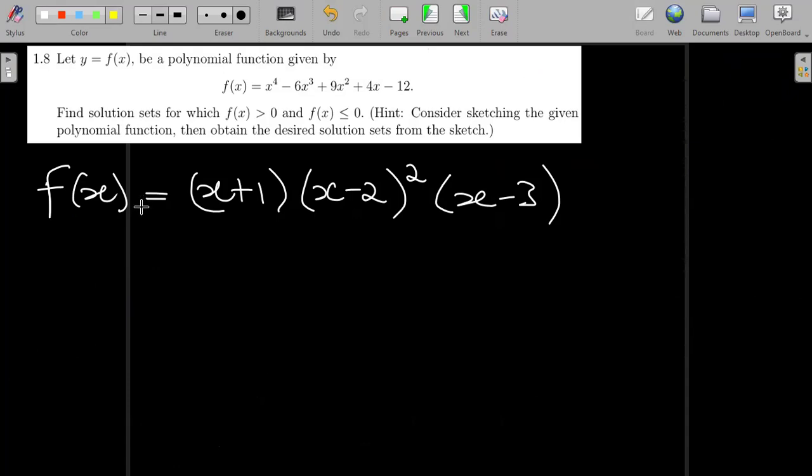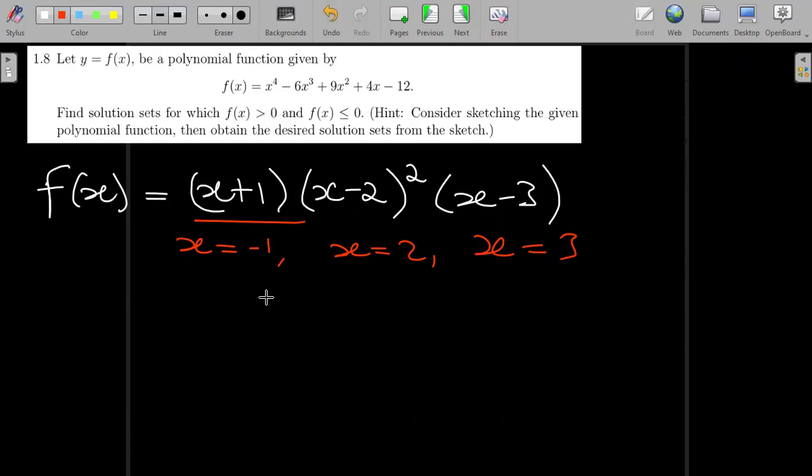Okay, and then after sketching, we can now find the values for which f of x is greater than 0, f of x is less than or equal to what? To 0. So if I equate this factor here to 0, I'm going to get x is equals to minus 1. If I equate this one, I'm going to get x is equals to 2. If I equate this one, I'm going to get x is equals to 3. So these three values here will be the critical values on my sketch. Okay, the critical value simply means the points where the curve is going to be touching the x-axis.